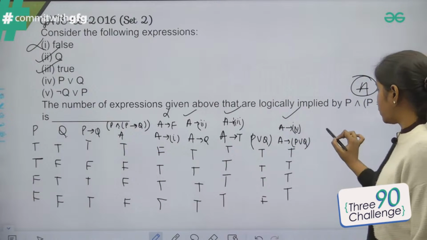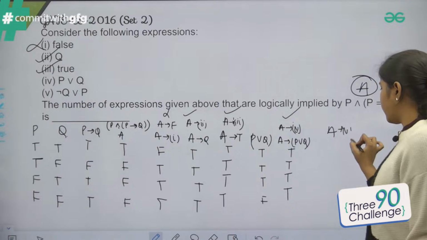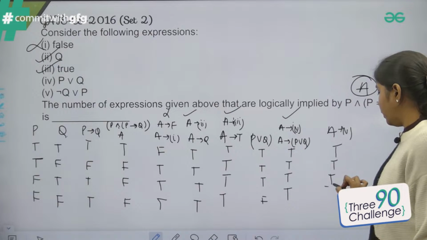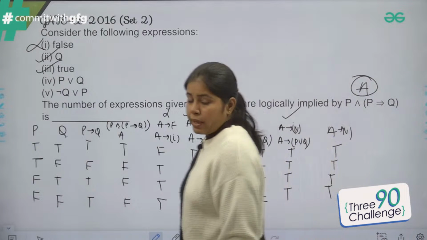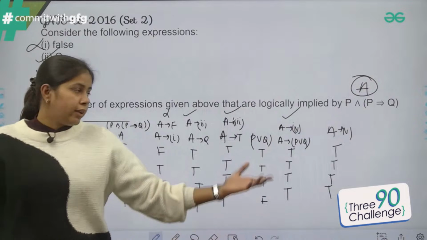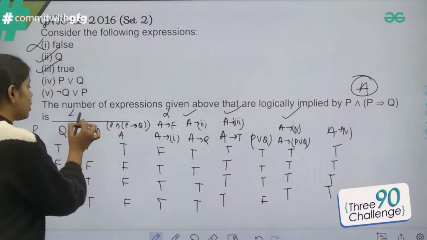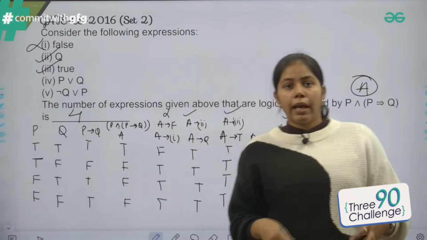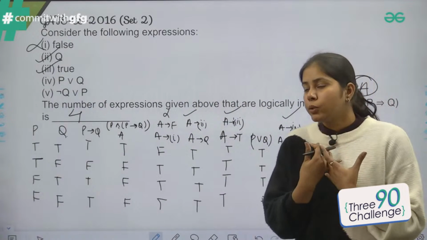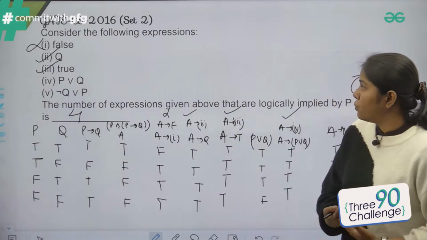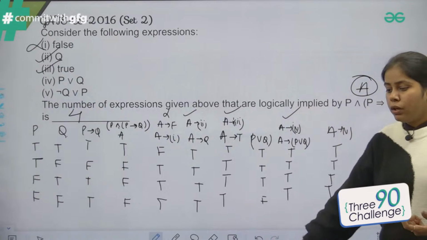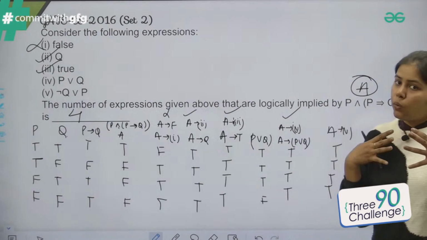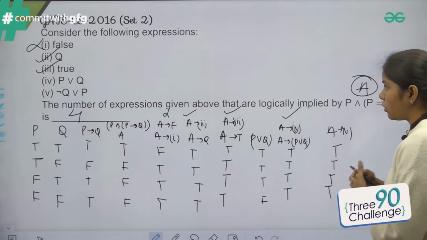And similarly, you can check for A implication fifth by yourself. You would get all the values true, because I have solved this before, so I know that. Just check by yourself. So the number of expressions would be 4. I hope this question is clear. I know this is a little bit lengthy and there is no other method you can use to solve this. You have to draw this truth table. This is the only option you have to solve this question.